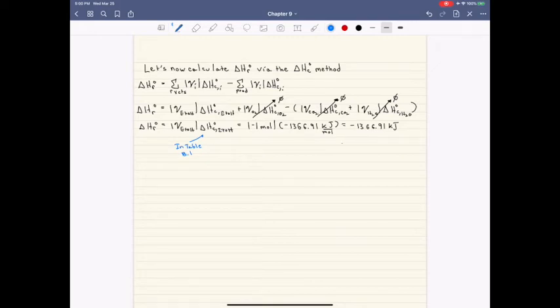I do want to point out that if you chose to do this problem via the heat of formation method, you should get the same exact result. And as an exercise, I encourage you to actually go and do that calculation. You'll see that even though the heat of formation values are different for each of these species, when you add up the total sum, you should get negative 1366.91 kilojoules. Same exact number. Now that we have our standard delta H of reaction, we can proceed to our energy balance.